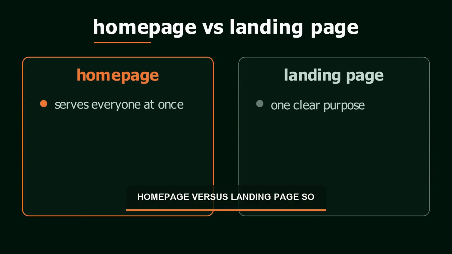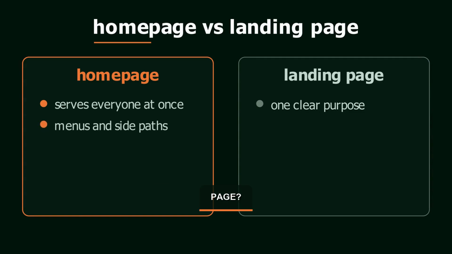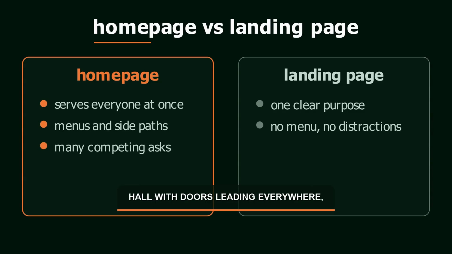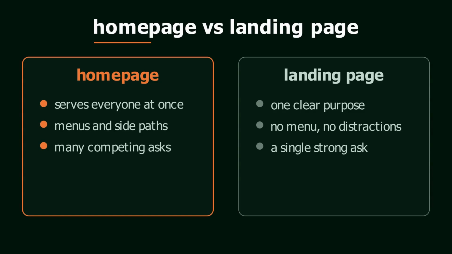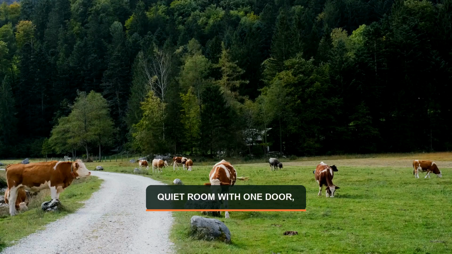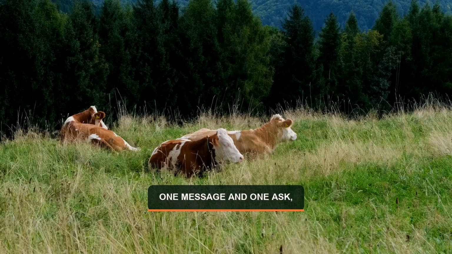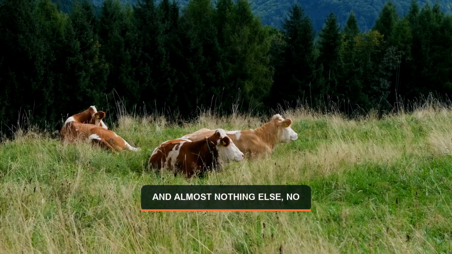Homepage versus landing page. So what exactly is a landing page? It is simply a single page built for a single purpose. The place you send people from one specific campaign, appeal, or advert. Where your homepage is a busy reception hall with doors leading everywhere, a landing page is a quiet room with one door, and that door is the action you want. It carries one message and one ask, and almost nothing else.